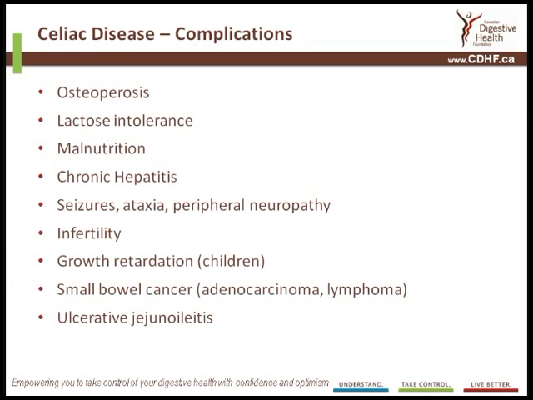and certain fairly serious complications which have potential mortality outcomes, including small bowel cancer, as well as a rare variant of celiac disease known as ulcerative jejunoileitis, which is really severe ulcerating inflammation involving most of the small bowel.